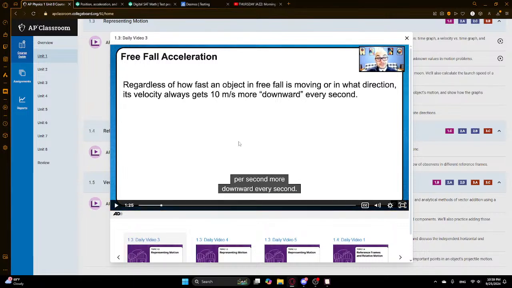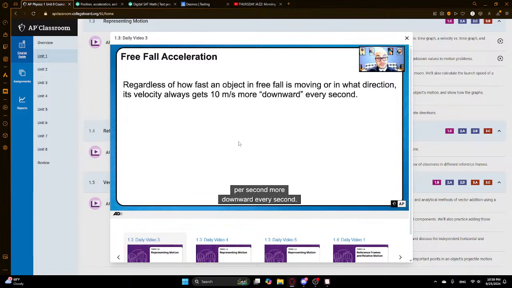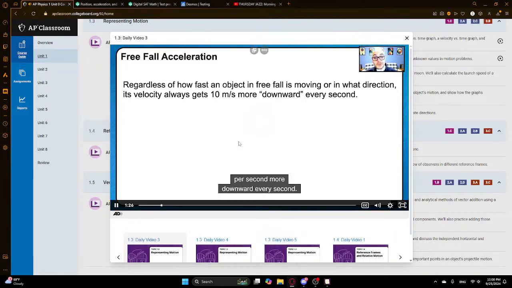I guess that means everything moves down at 10 meters per second squared, so every second times 10. I don't know if that's how it works. That doesn't make sense. More downward every second.